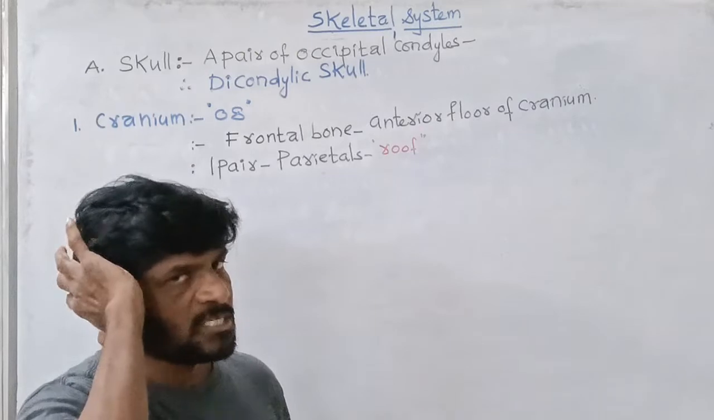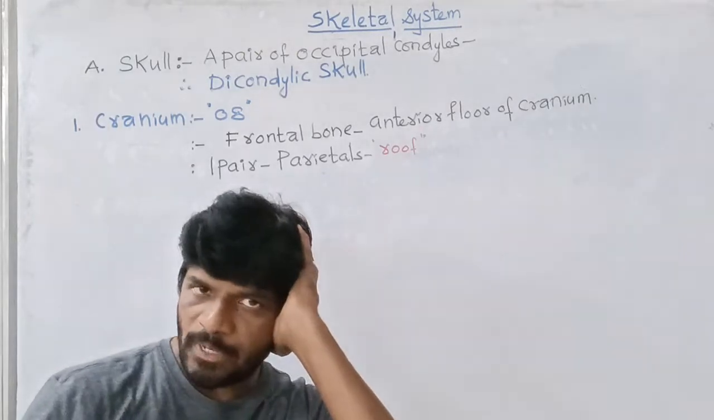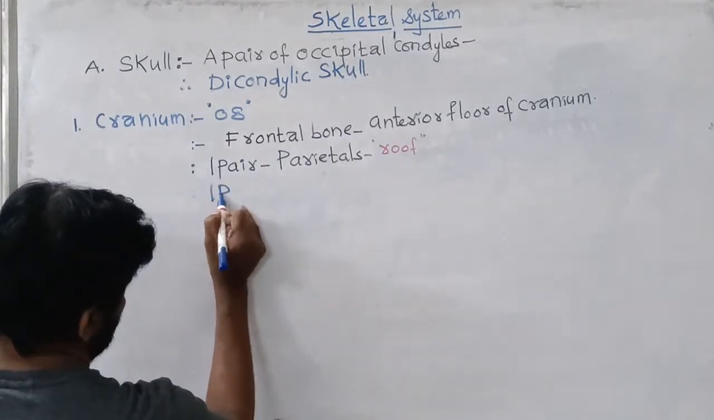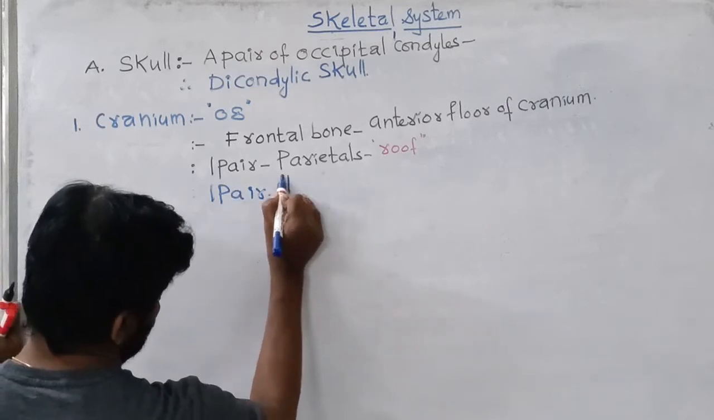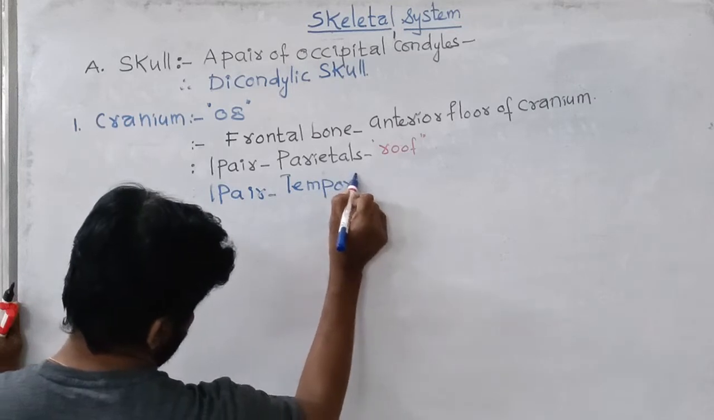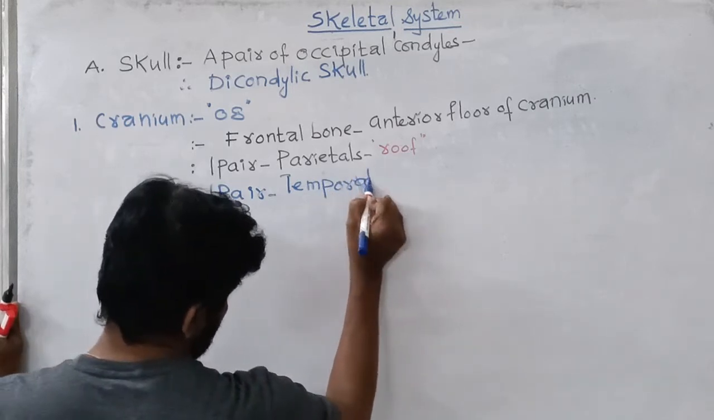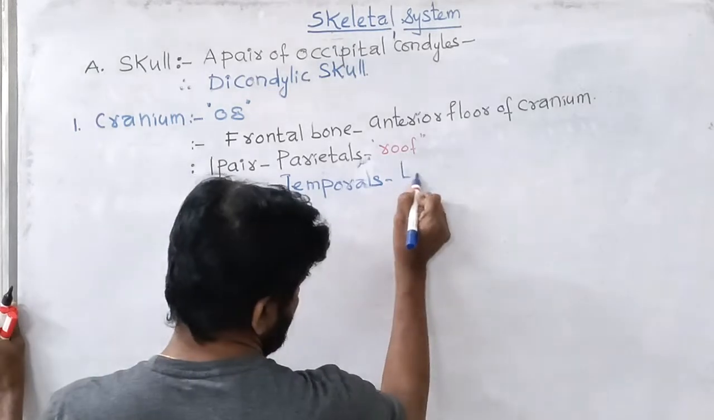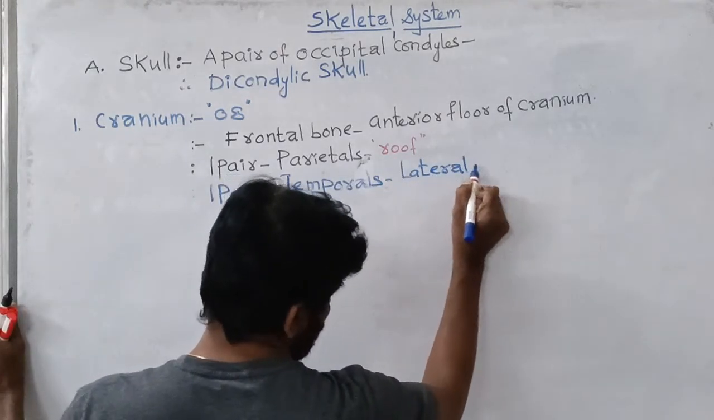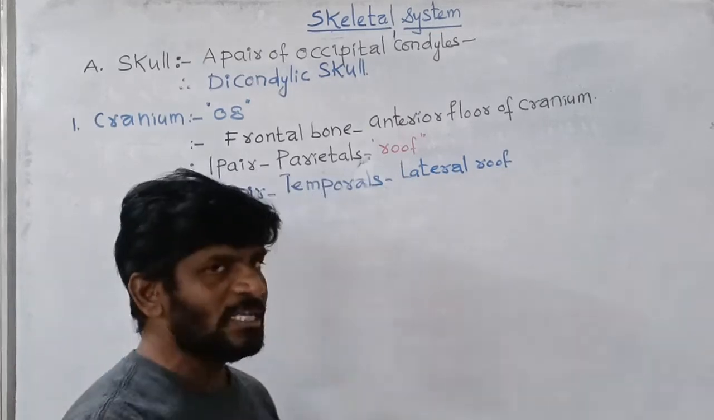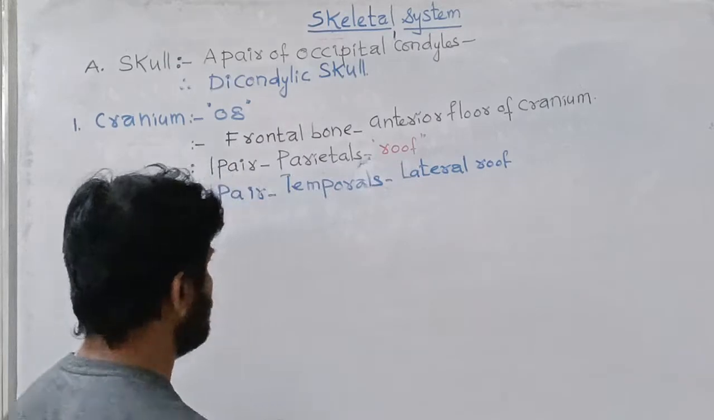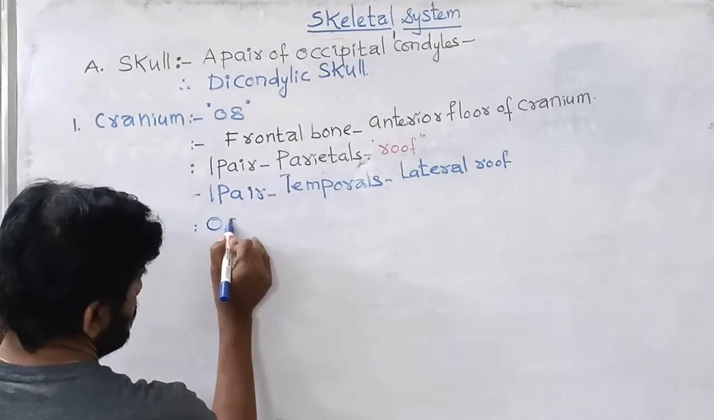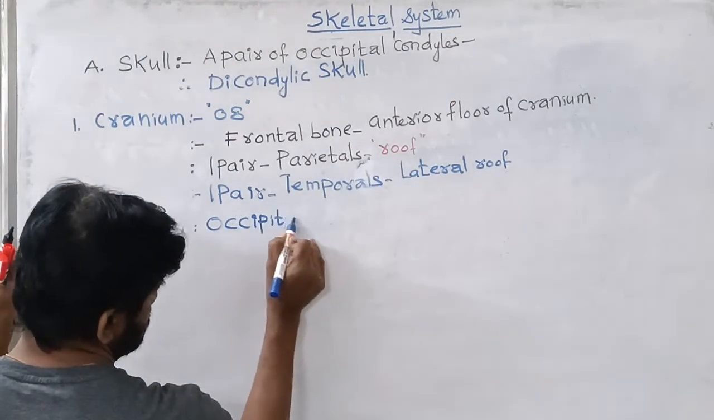And after that, this is a temporal bone, and one more temporal bone, a pair of temporals. A pair of temporal bones forms the lateral roof of the cranium, and the side of the cranium roof is formed by the pair of parietals. And one more, one occipital bone.